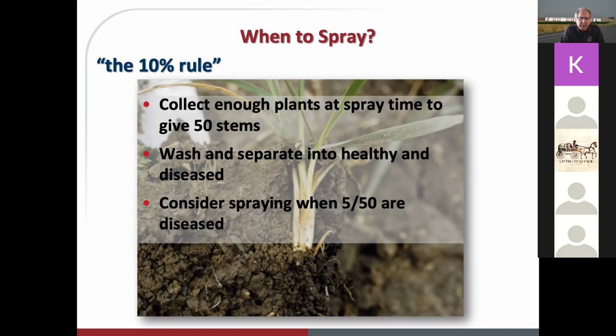And we use that as a threshold because the way this disease develops, there's probably another 10% out there that are infected, but you can't detect a lesion yet. That's just the nature of this disease. And that's why it's challenging to decide when to spray.